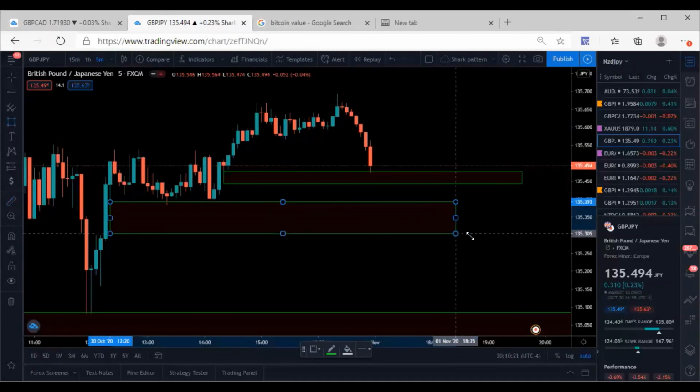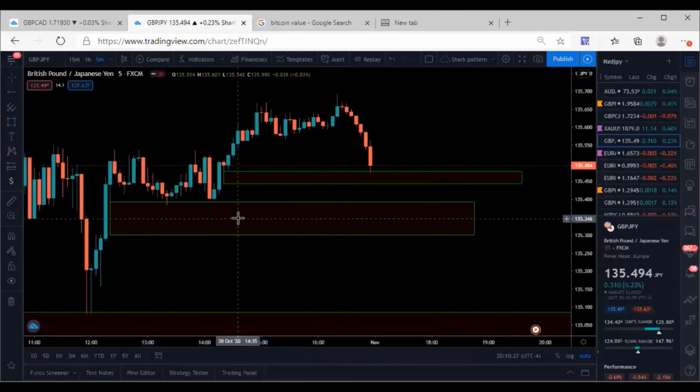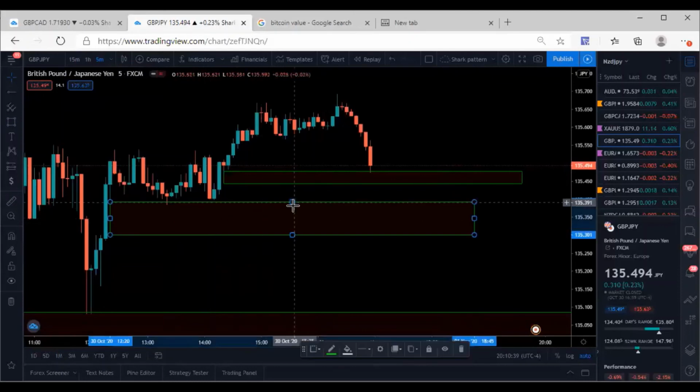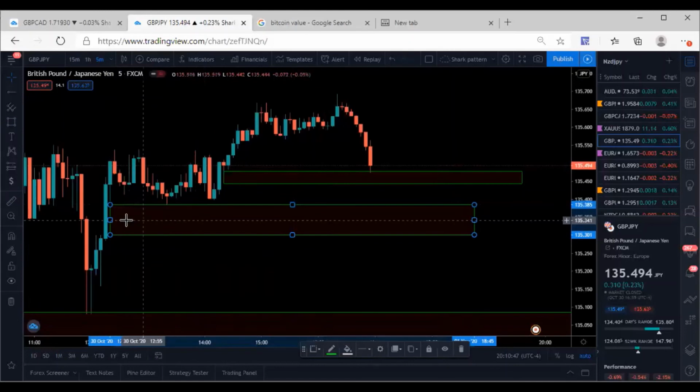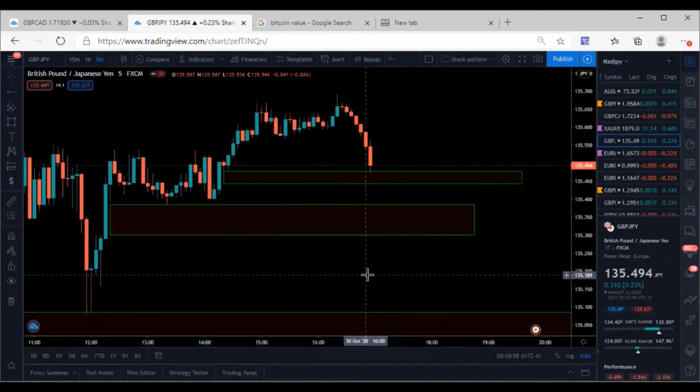You want to go wick to wick, wick to wick. And now, as you can see, there's a little bit of a wick. I don't like anything to be inside of my rectangle. So I'm going to pull that down a little further, because once it touches it, it's already been mitigated. It's already been taken. So all of this is money. The market has left money all up in here. So they're going to send the market down to collect that money before going in whatever direction they want to go in.